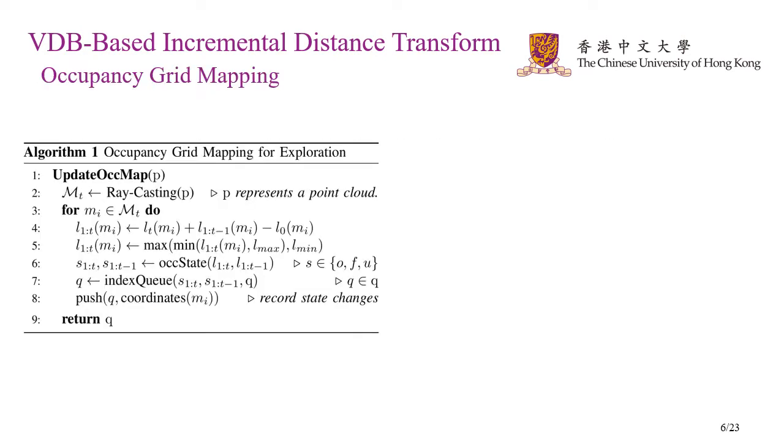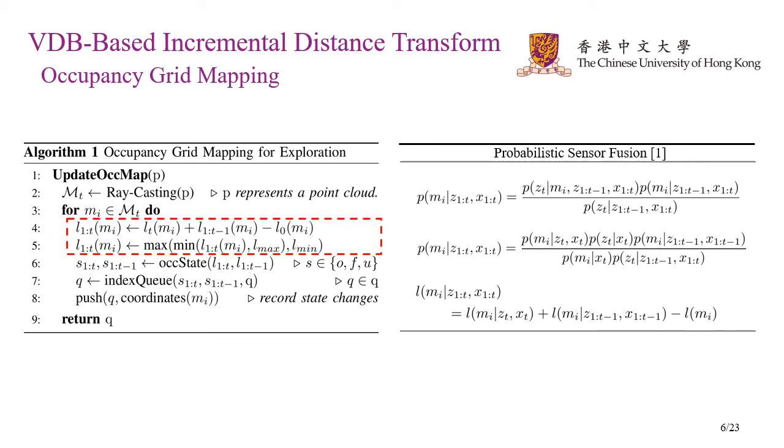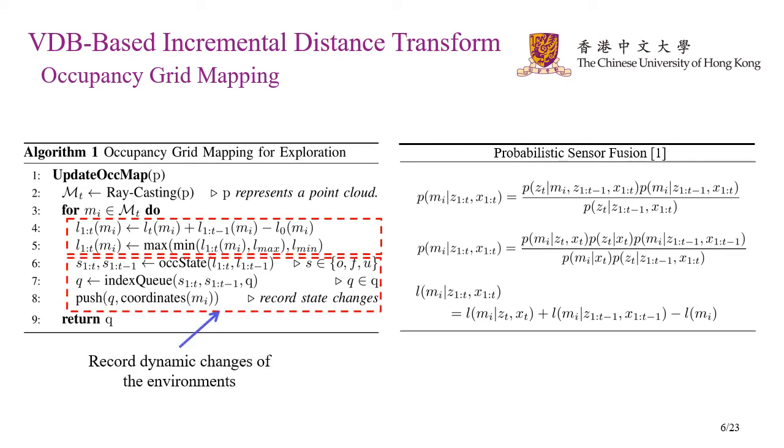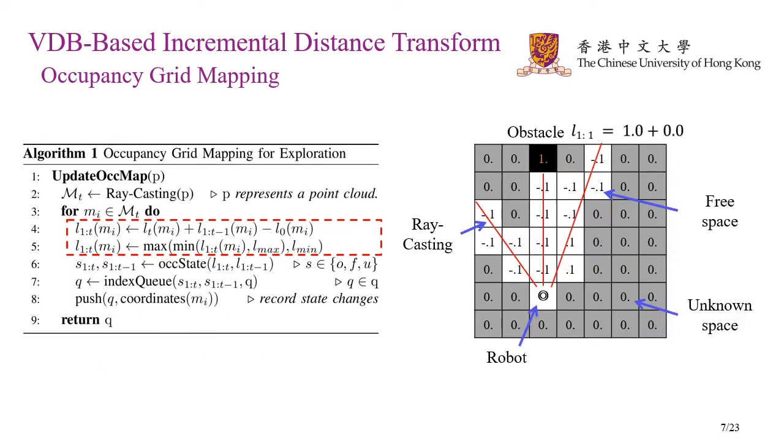The first component of our framework is an occupancy grid map. It is composed of two parts. The first part is a sensor fusion algorithm. The second part is a tracker used to record the dynamic changes of the environment. When the robot receives a new sensor measurement, it first performs raycasting to see which cell is probably an obstacle and which cell may be free, and then updates this map according to its belief.